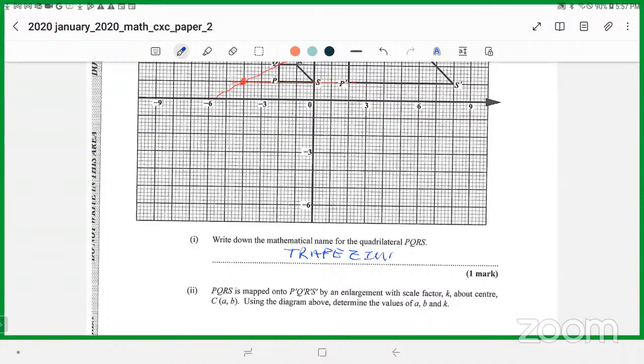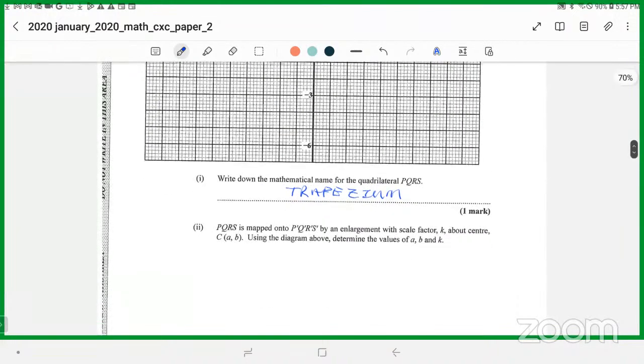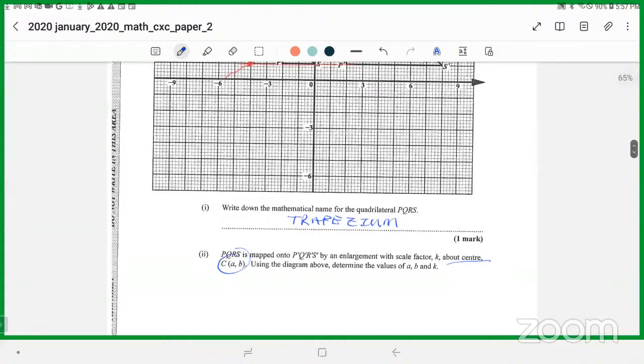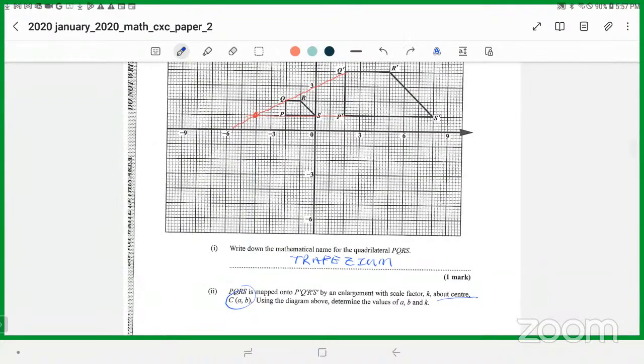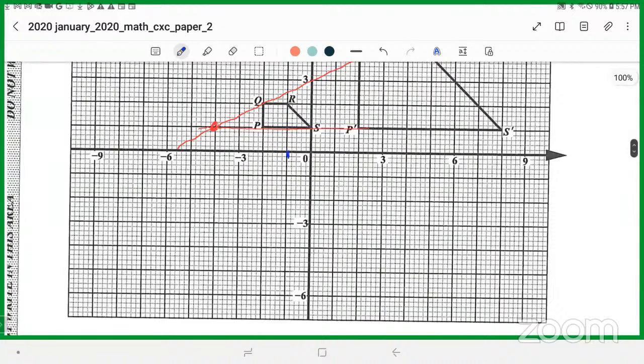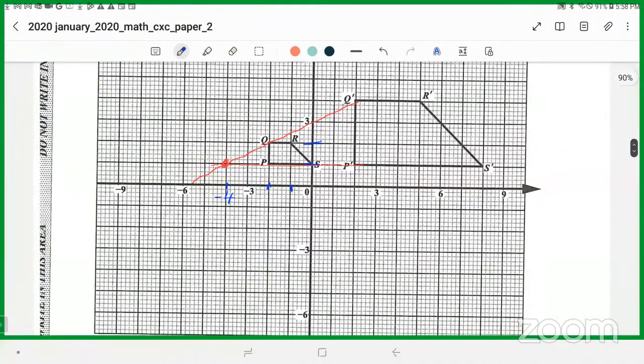Next one. PQRS is mapped onto P prime, Q prime, R prime by an enlargement with a scale factor of K, which you know is 3, about a center AB, which you know is this point here. Let's look at the scale properly. That's -1, -2, -3. So this is -4. And then in terms of the y, this is 1, 2, 3. So this is actually the point -4, 1. This point, the center point, when the scale factor is 3.